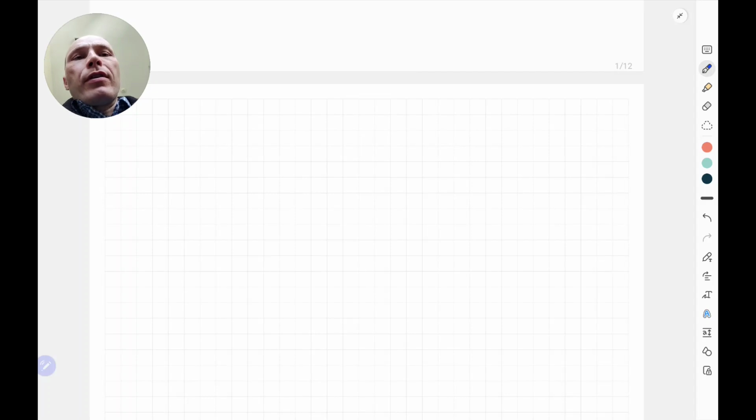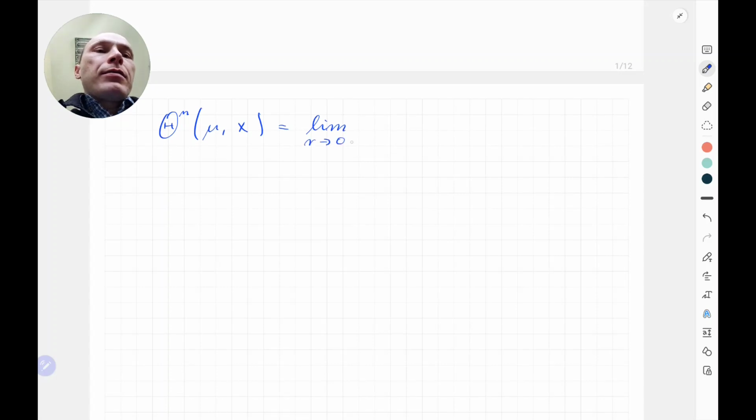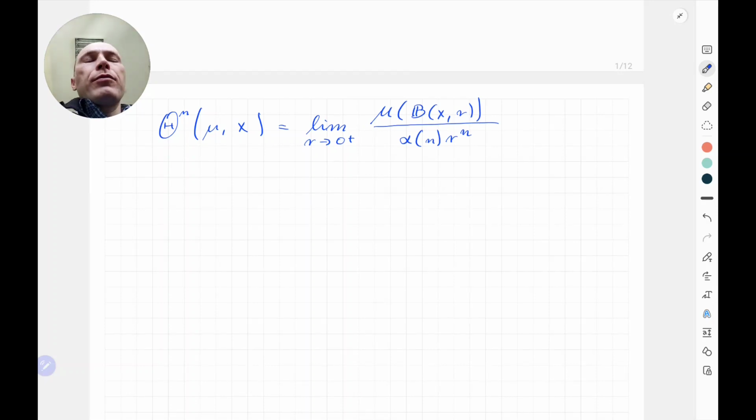If you have a measure mu over some R^N, you can compute the density. The n-dimensional density of a measure at x is, just to recall, the limit as r goes to 0 from positives of the measure of the ball over this.